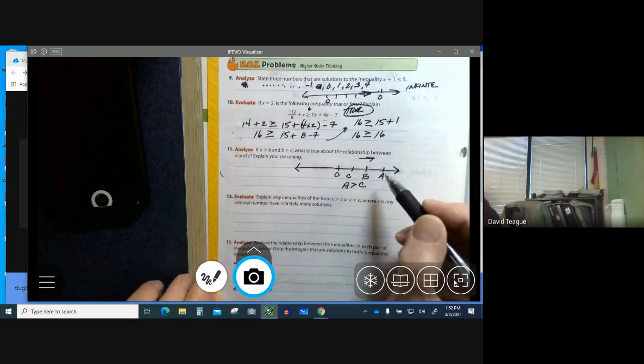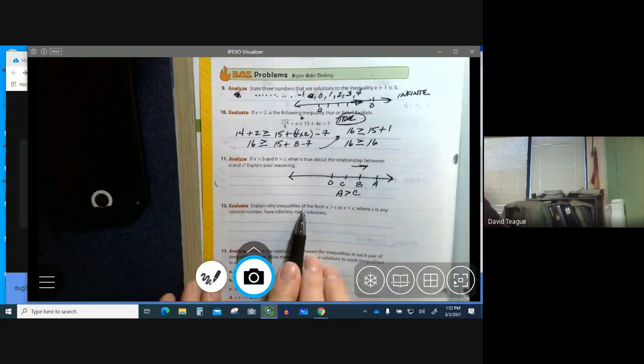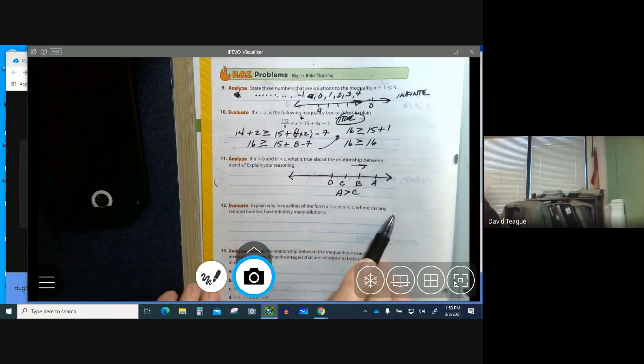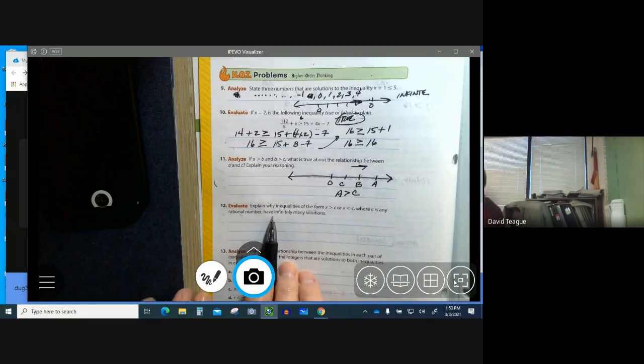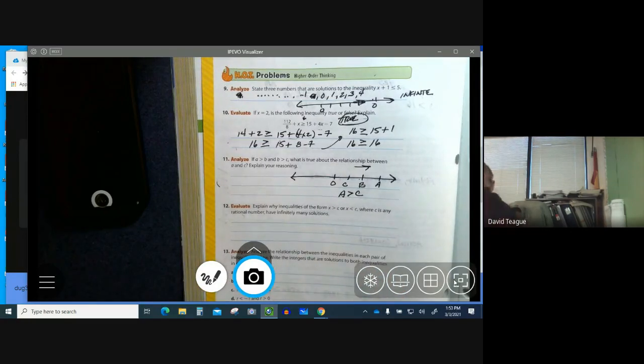Okay. Number 12, evaluate. Explain why inequalities of the form x is greater than c or x is less than c, where c is any rational number, have infinitely many solutions. I can't remember.